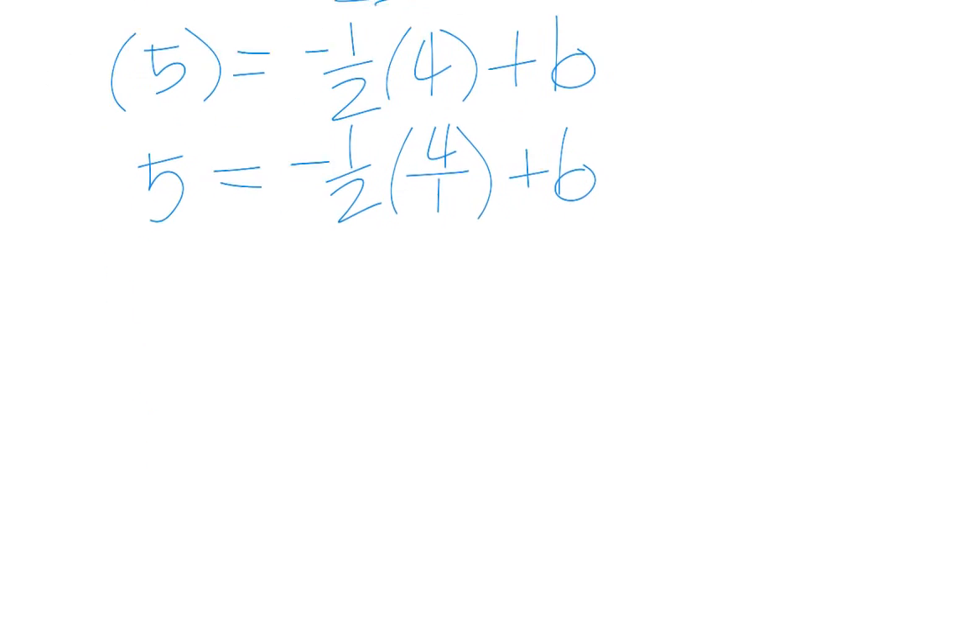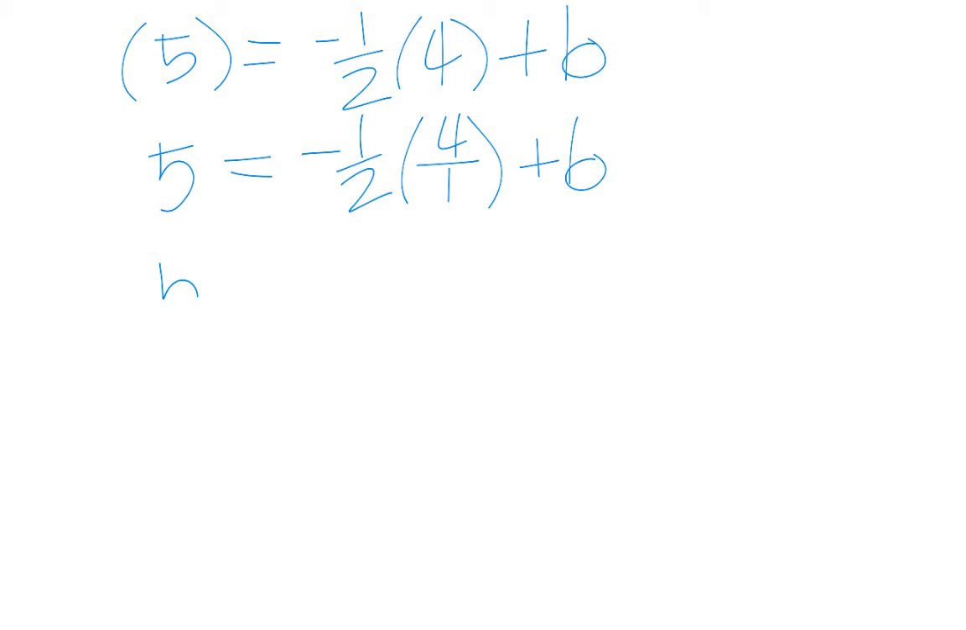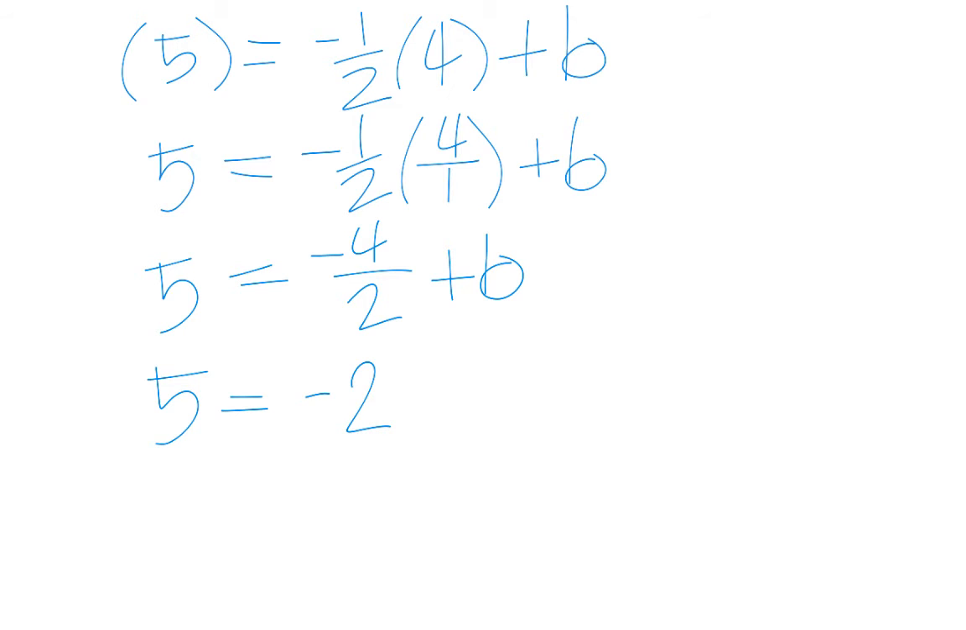Multiplying fractions is quite easy. You just multiply the numerators and multiply the denominators. So -1 times 4 is -4, and 2 times 1 is 2. We can simplify this fraction. -4 over 2 is the same thing as -2, because 4 divided by 2 is 2, and a negative number divided by a positive number gives you a negative number. At this point, b is still stuck with this -2. Let's remove this -2. The opposite of -2 is +2, so I'm going to add 2 to both sides.